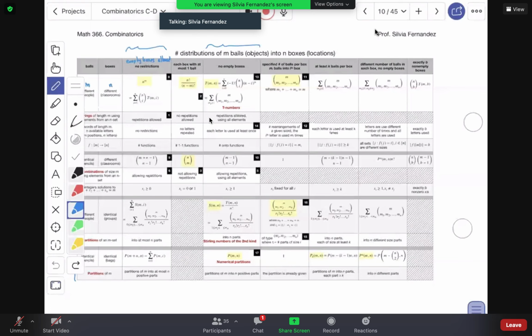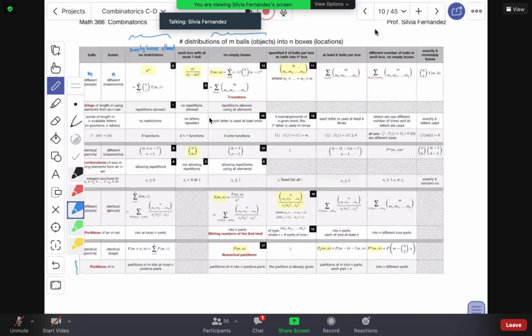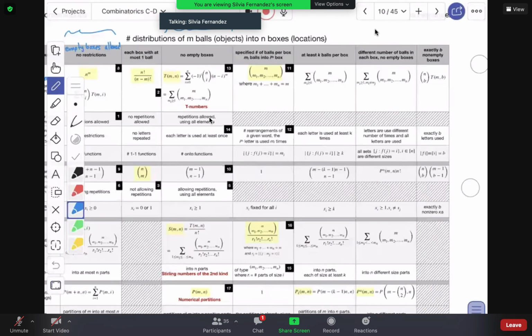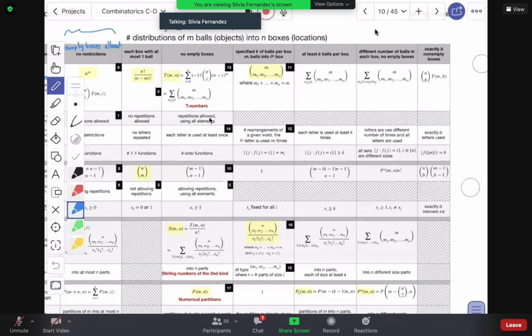Okay. So, questions. All these other columns are variations of the problems. For example, here it was a specified number of balls per box, and this is at least k balls per box. That's a variation of the problem. And as you can see, the only thing that changes is that we won't be able to use that formula because the solution to this is part of the t number, but not the full t number.